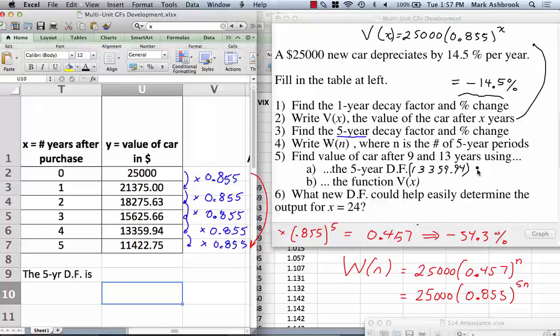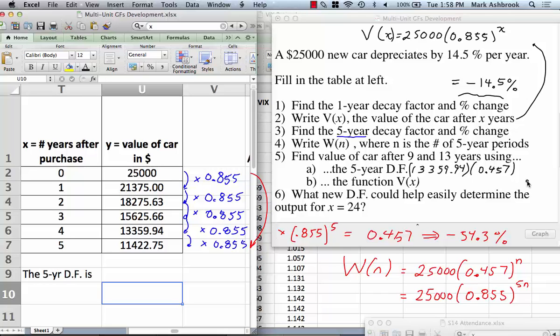The value at 4 and multiply it by 0.457. And that will give me the value of the car 5 years later, or in other words, in year 9. Was it as easy as this? Was it as efficient as this? Yeah, so I'm really focusing on the meaning of the 5-year decay factor.